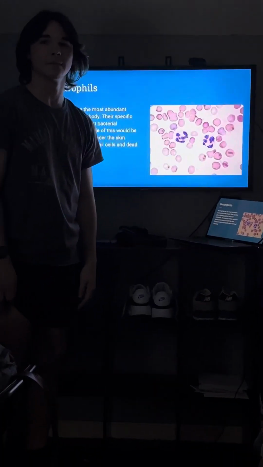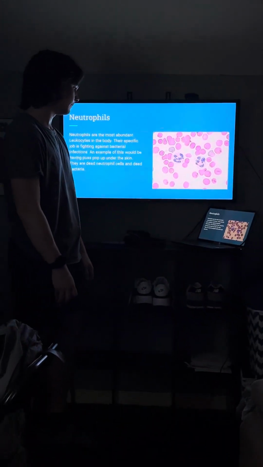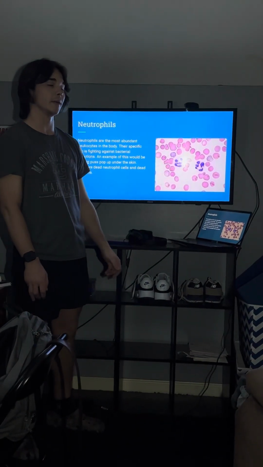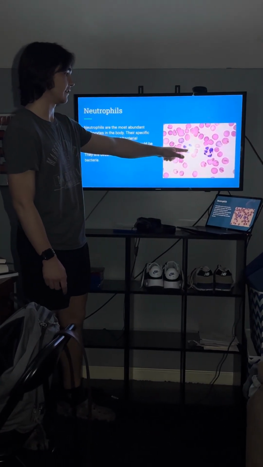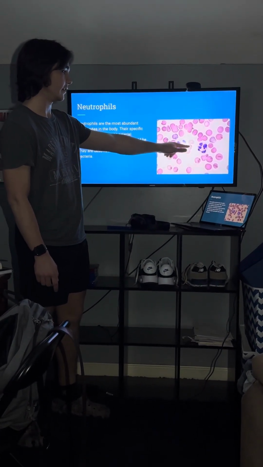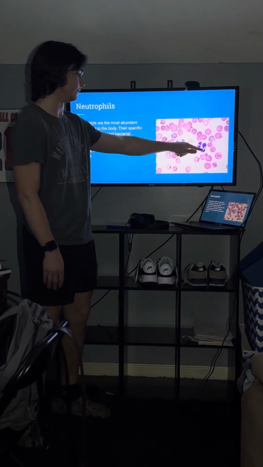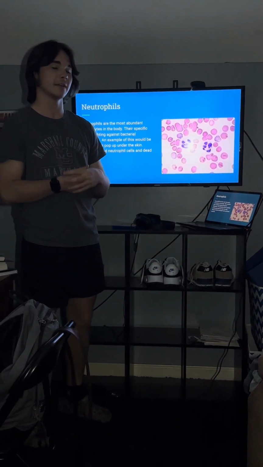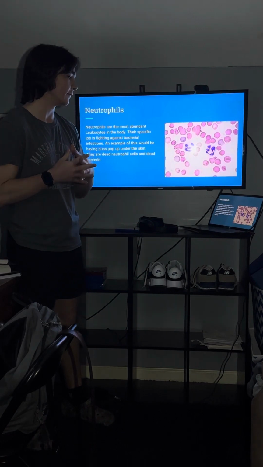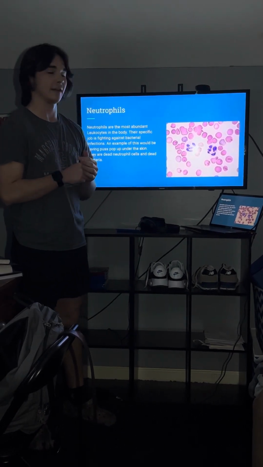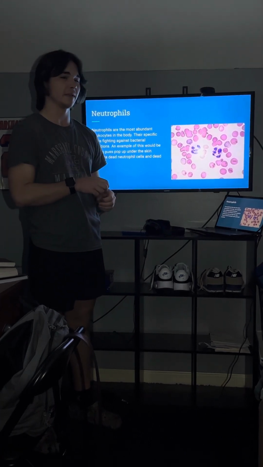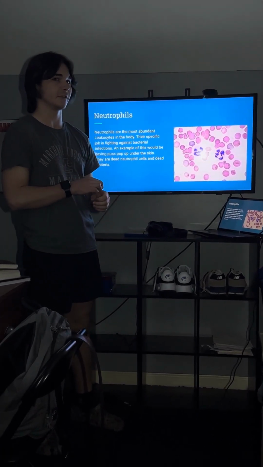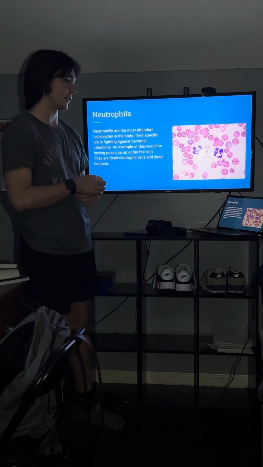Alright, the first white blood cell I'm going to talk about are neutrophils. These are the most abundant leukocytes in the body. They're right here. You can see the nucleated bodies right here. Their specific job is fighting off against bacterial infections. And an example of this would be having pus pop up under your skin. The pus would be dead bacteria and dead neutrophil leukocytes.